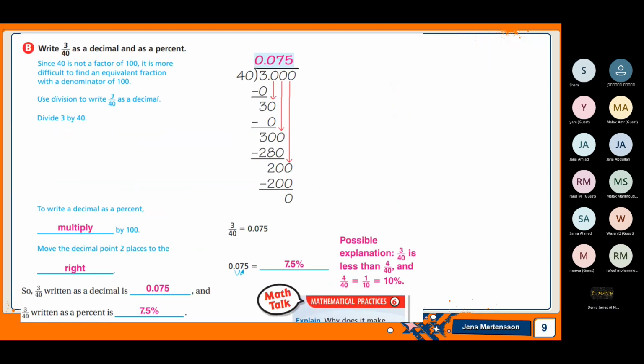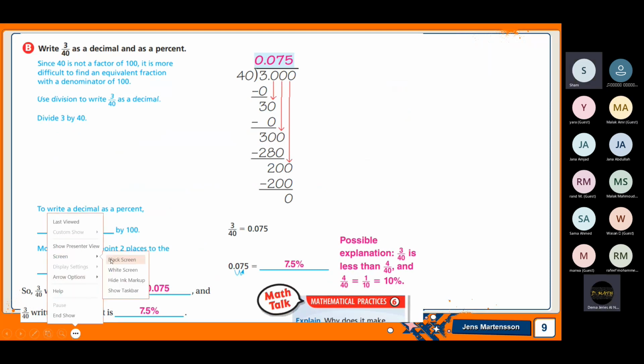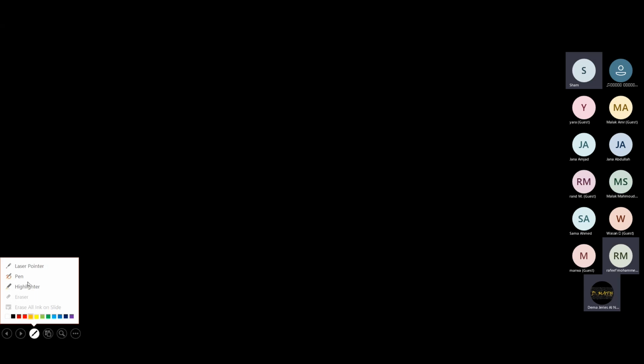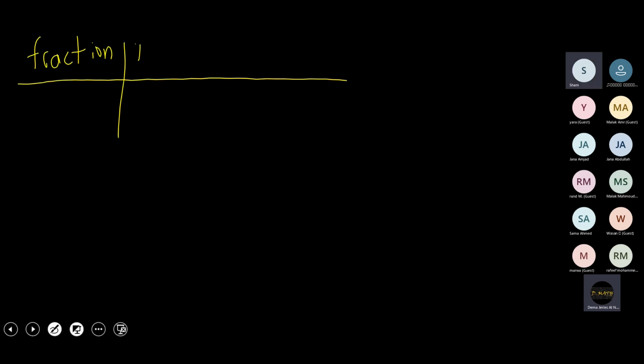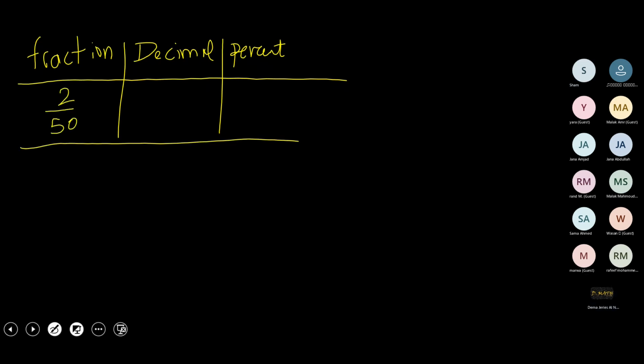Now, let's go now to B. Did you finish writing? Yes. Now B. Here is now the most important part. Now, let's go back to fractions. If you have a fraction and I asked you to write it as a decimal and as a percent, as an example, if you have 2 over 50 and if you have 3 over 40.